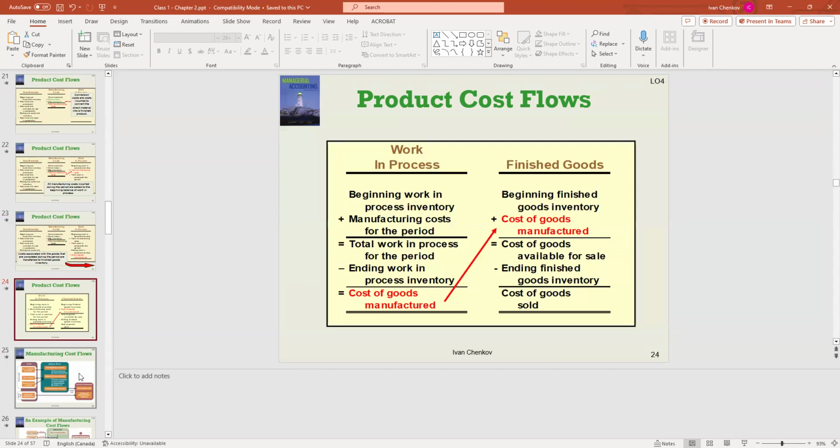So once we get the cost of goods manufactured, we're going to add it to the finished goods account. Since it's a balance sheet account, we're going to add the finished goods beginning inventory. That's going to give us cost of goods available for sale. We're going to deduct the ending finished goods inventory, and we're going to get cost of goods sold.